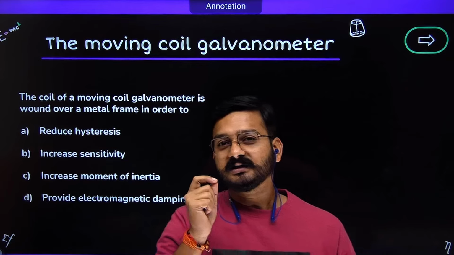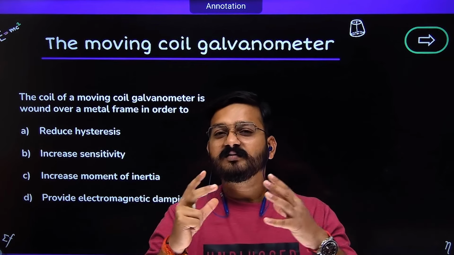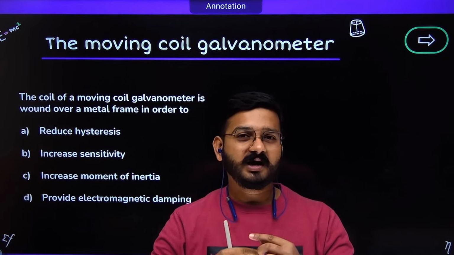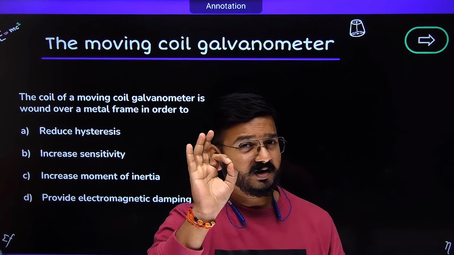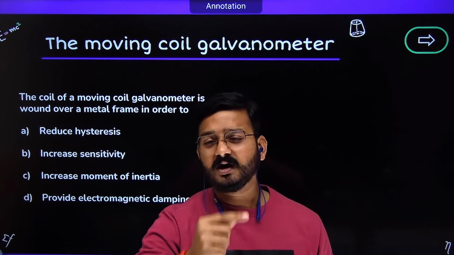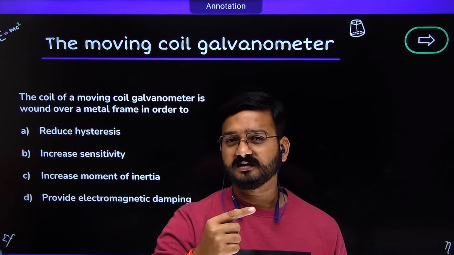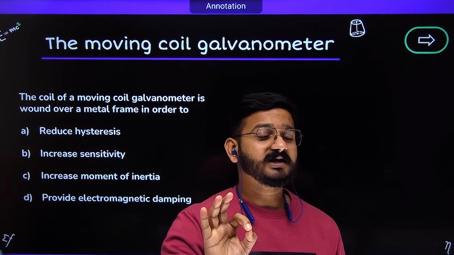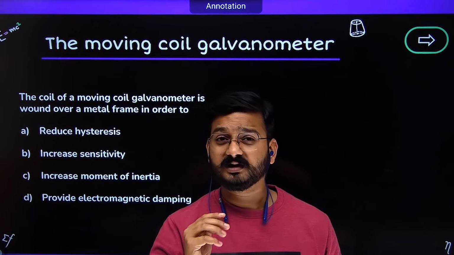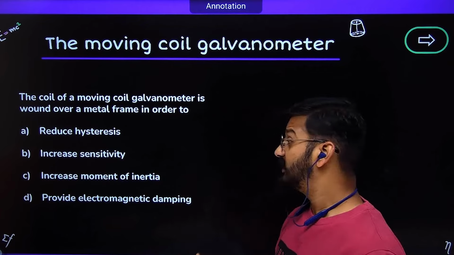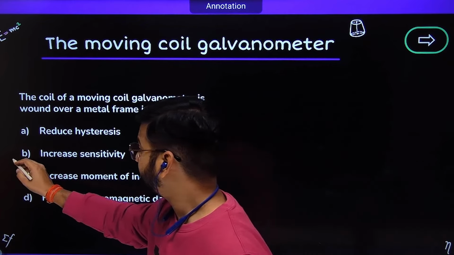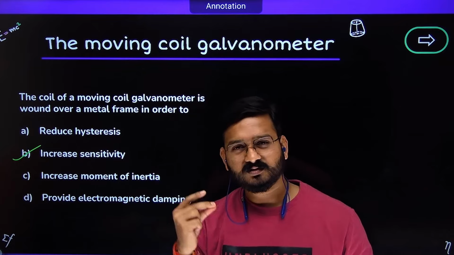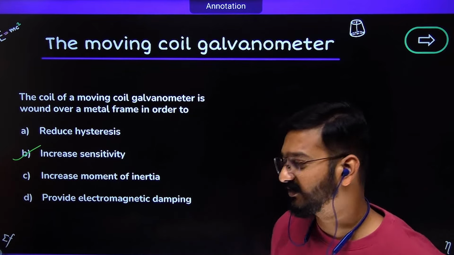If you remember, there is a soft iron core placed between two strong magnetic poles, and on that soft iron core, there was a coil which was wound over it. What was the advantage of that? When you wound a coil over it, when you increase the number of turns, the torque produced will also increase. And when the torque increases, the sensitivity of the galvanometer hence increases. So the answer will be which option? Option B. Very simple question. It will hardly take 10-15 seconds to quickly answer this. Let's move to the next question.